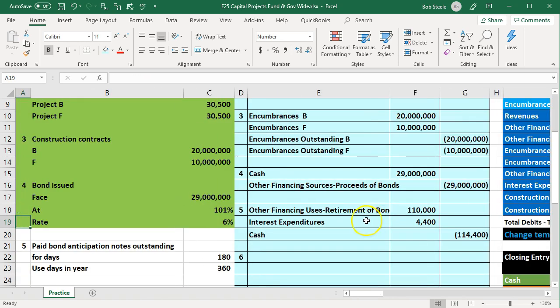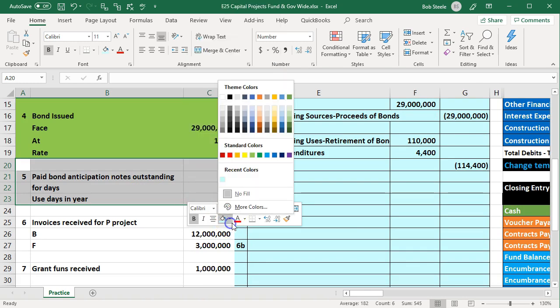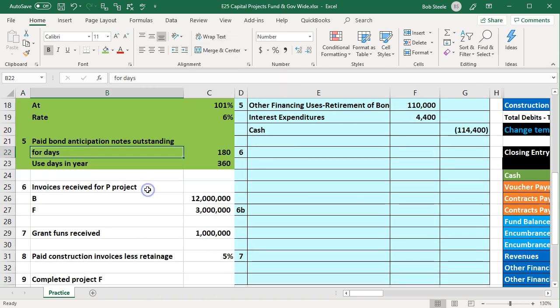Let's see what we have next. We're going to highlight number 5 because that has now been completed, and that's what we do when we finish stuff. So now we're on number 6, invoices received for the projects. So we got invoices for the projects. We can assume that the invoices came from, say, the contractors or something like that, because the work is being done for the projects, because our 2 capital projects, the big projects that we're doing, are B and F.